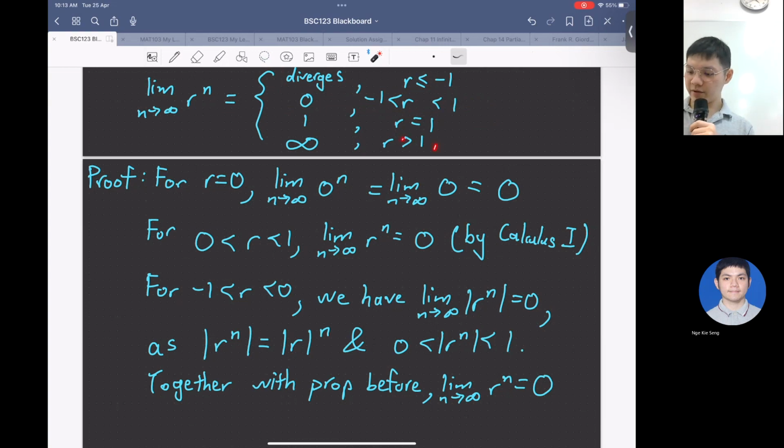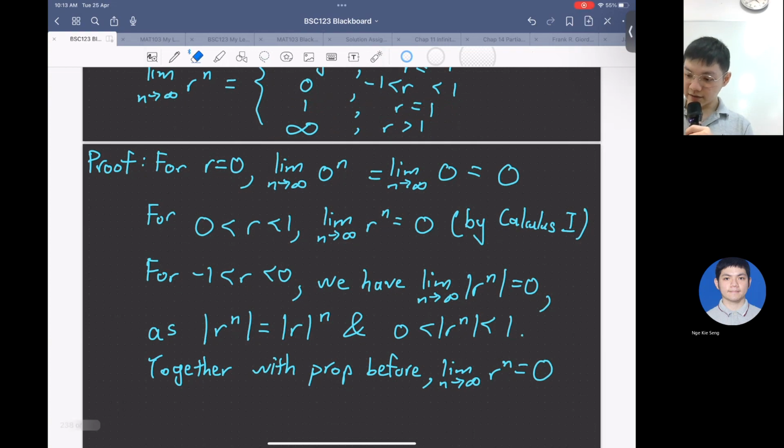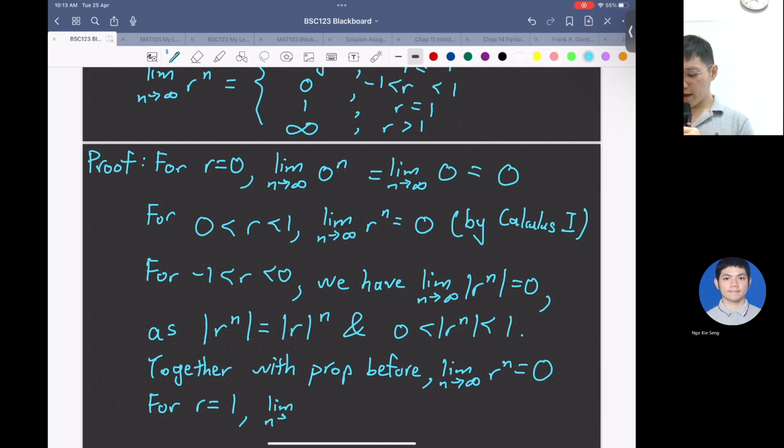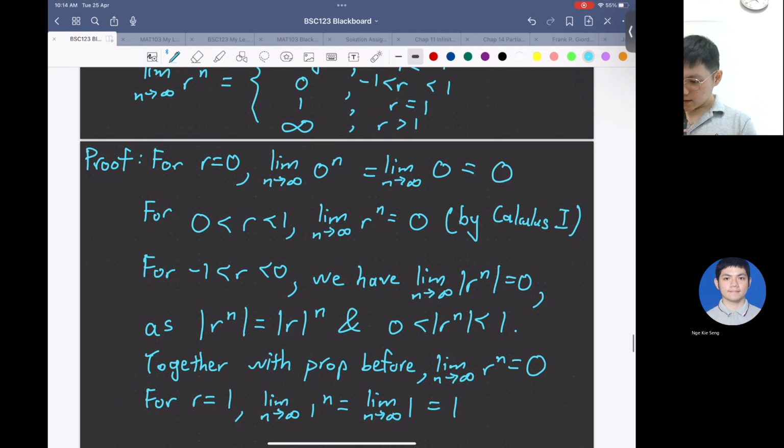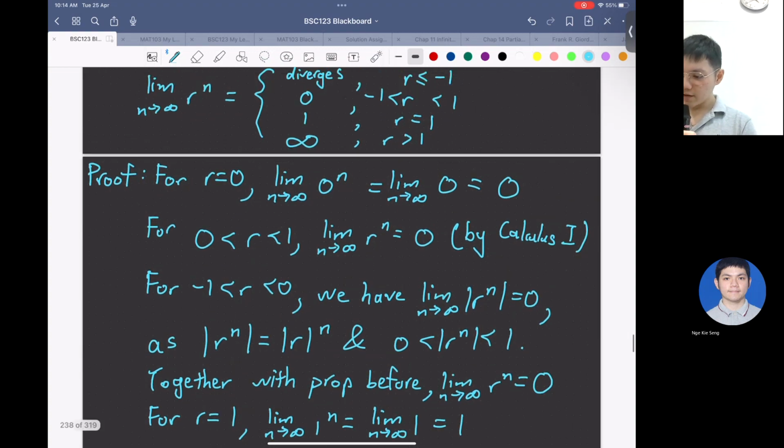Which one to settle first? Maybe settle r equals 1. r equals 1 is also easy, it's like r equals 0. You can see why we split these numbers up: if you take the power n, you still get back 1, or you get back 0. So this is just 1. Next, let's deal with greater than 1 first, and then we will deal with less than or equal to -1.